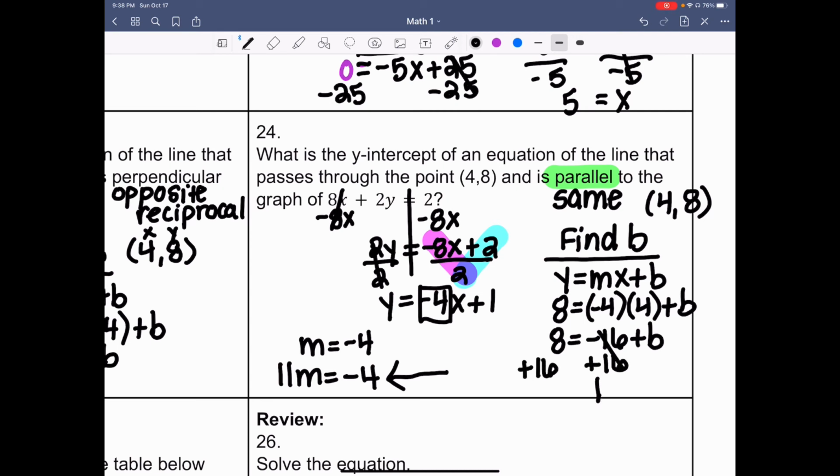All right, so b is going to equal 8 plus 16, which is going to give me 24. So this is my correct answer, but again, if I had to write the whole equation, y would equal -4x plus 24.